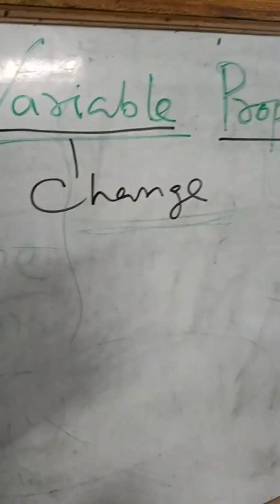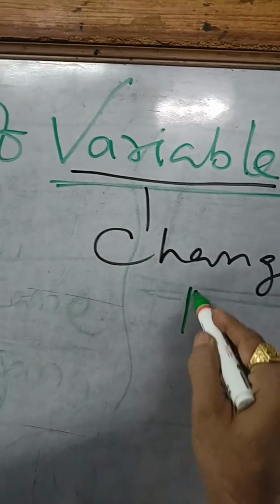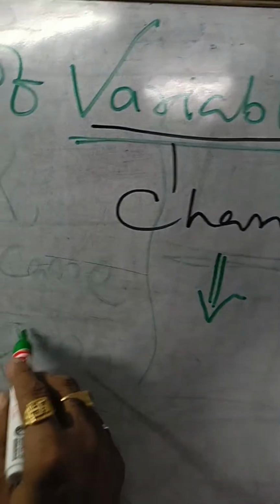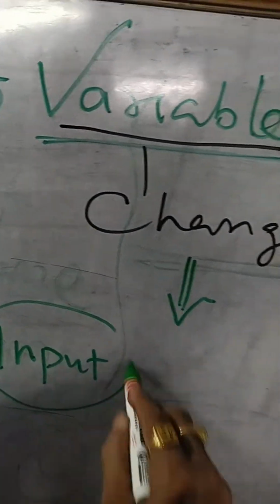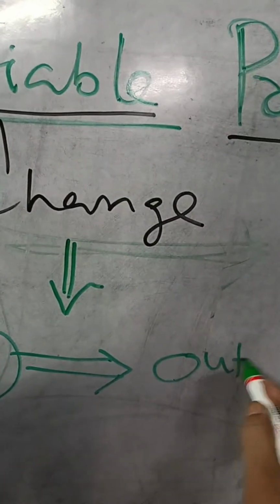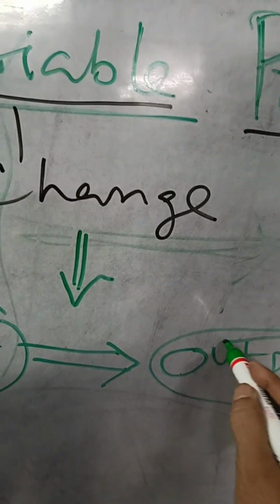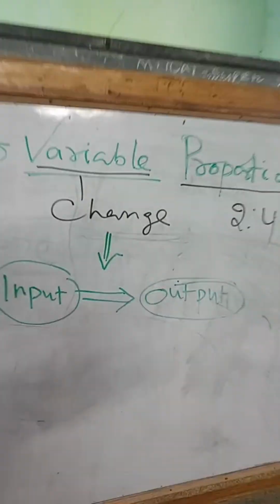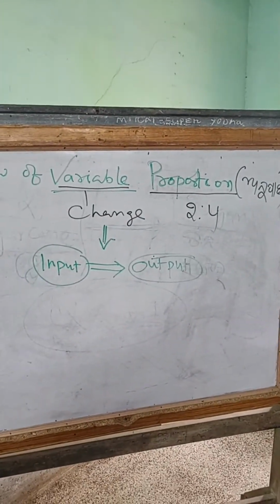This is all about input and output. Here I have written the word change. Variable means change. What change? Here change matters. If you change input, land, labor, capital, organization, what change comes in output? We are studying this. This is what is called production function. And this production function is called the law of variable proportion.